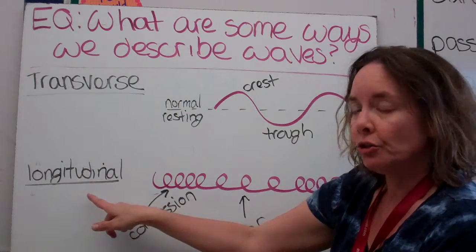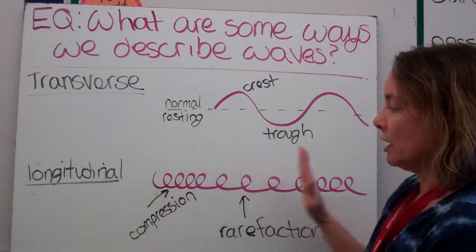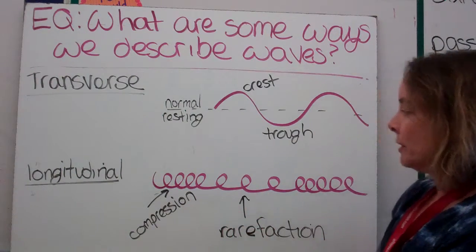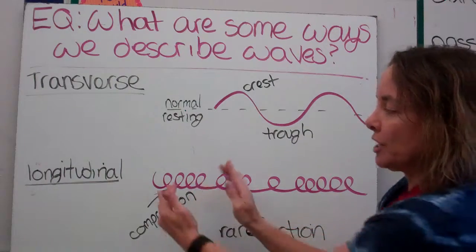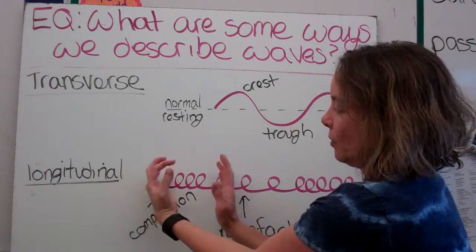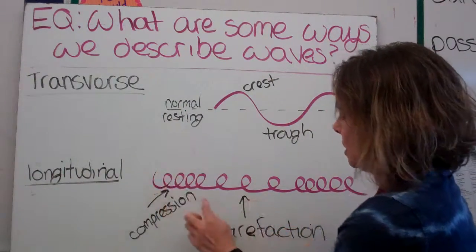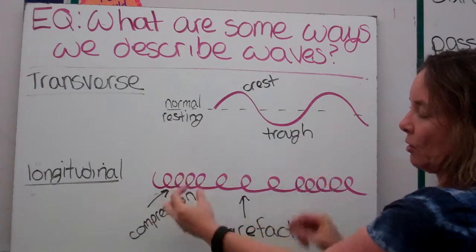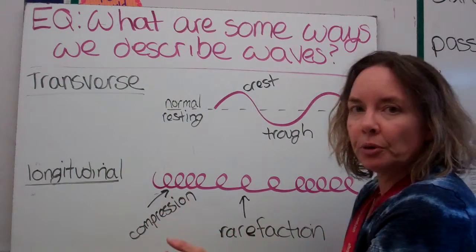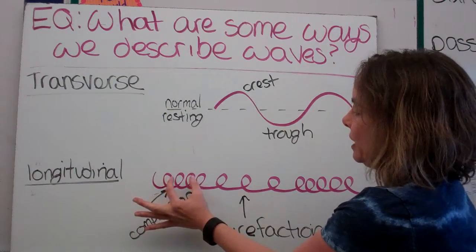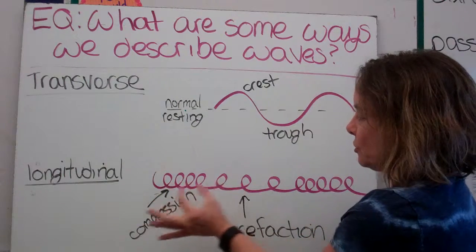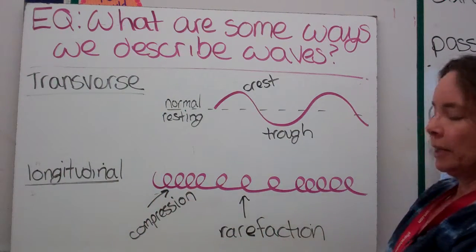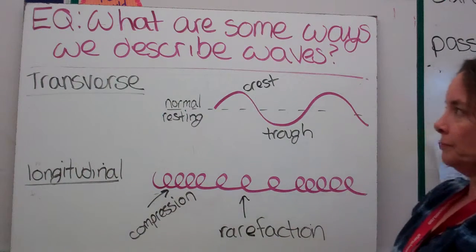On a longitudinal wave, which is one where the energy is moving in the same direction as the wave, like the slinky wave, this is called a compression, where the waves are close together. This is a rarefaction, where they're more spread out. So if you remember from the demonstration, we get these little clumps of where the energy pulses are moving through. So those are compressions, and these right here are rarefactions.